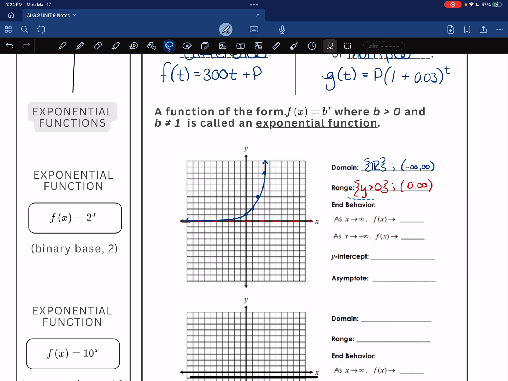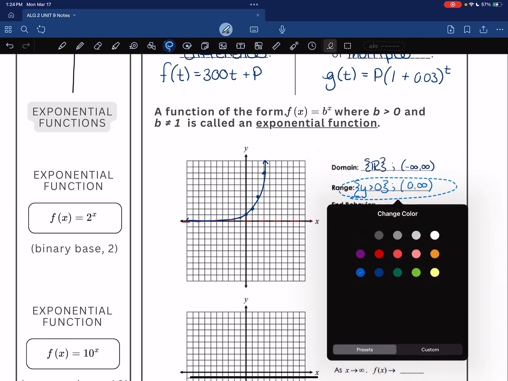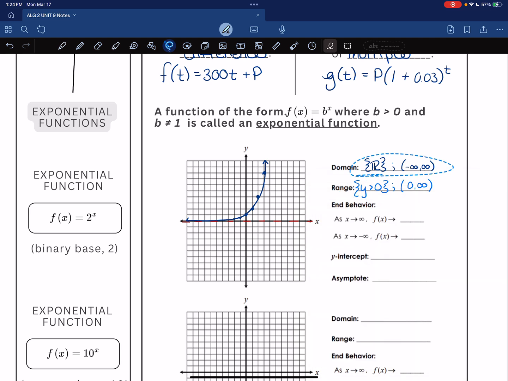Oh, and you know what? I want to change colors. I want to make this blue. And let's make this one green.